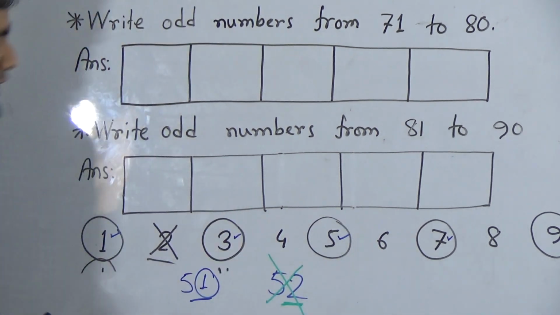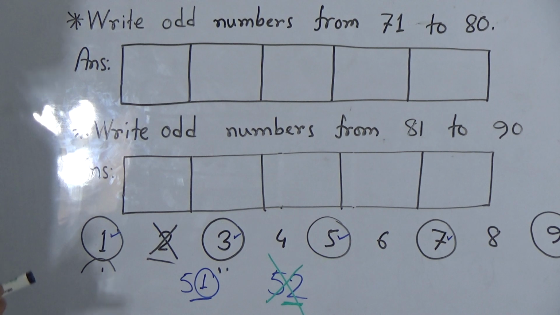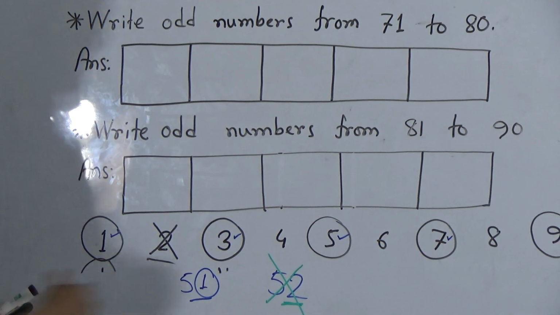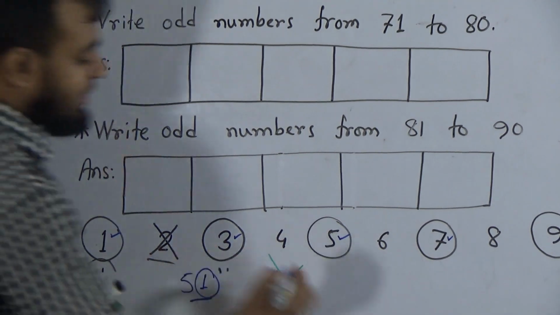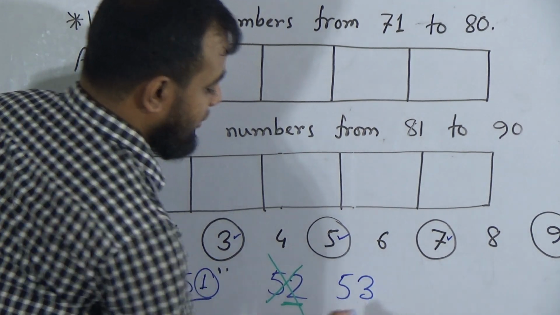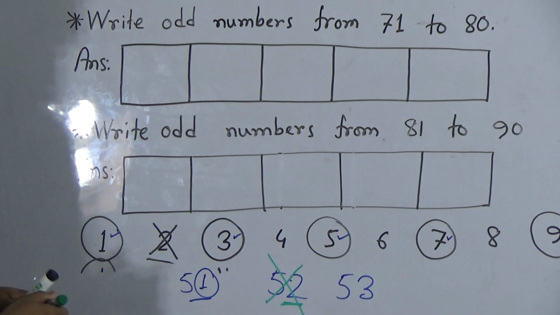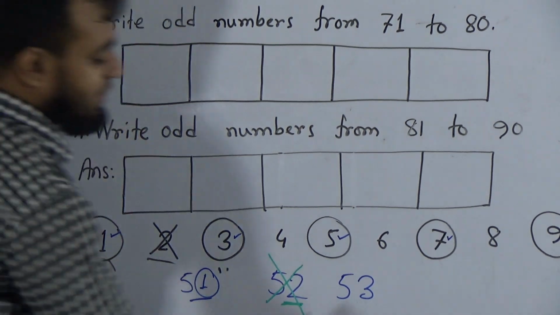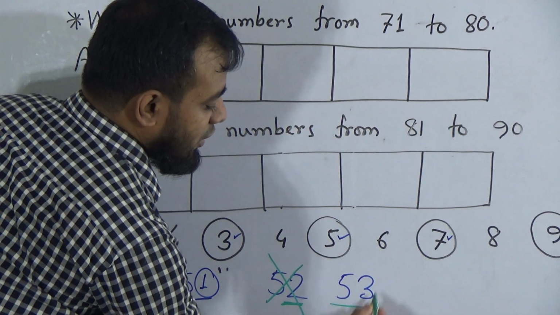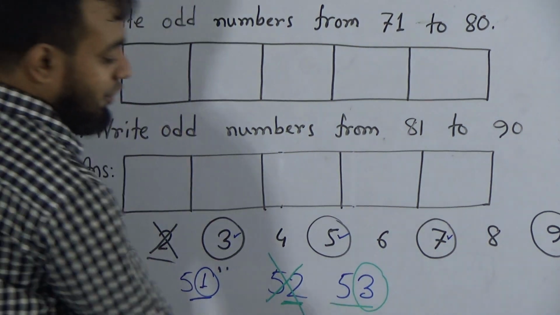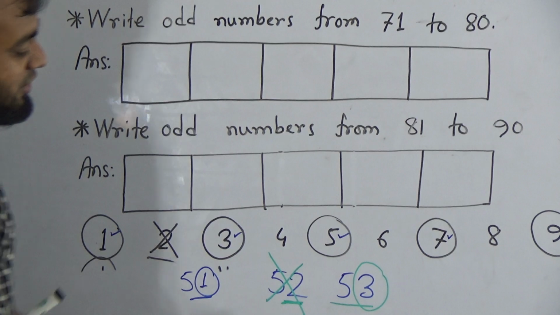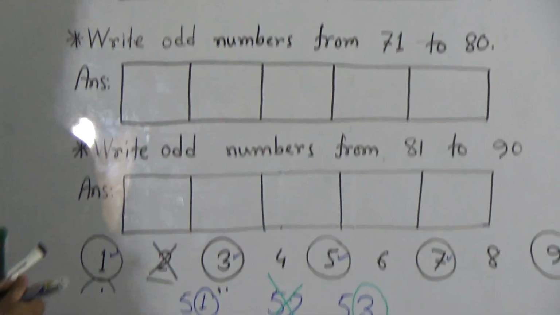Because 2 can make the pair, that's why 2 is not an odd number, and that's why 52 is not an odd number. The next number after 52 will be 53. And we know, my dear students, that 3 can't make the pair. That's why 3 is an odd number, and also this 53 is an odd number because 53 has 3 in the ones place. So our next odd number will be 53.